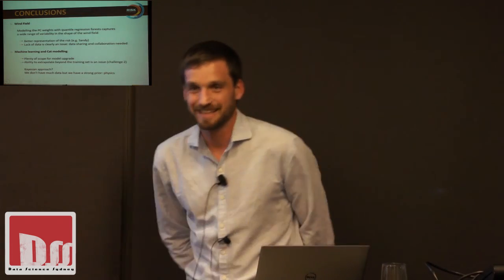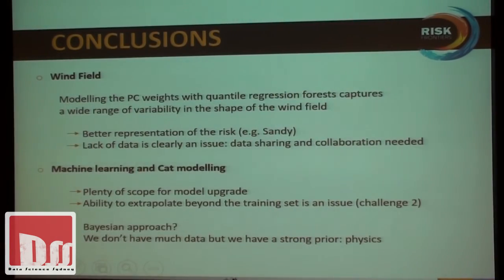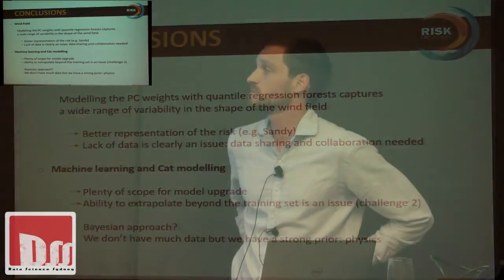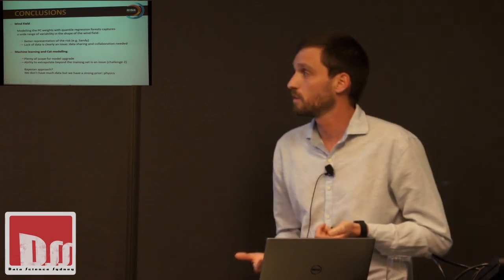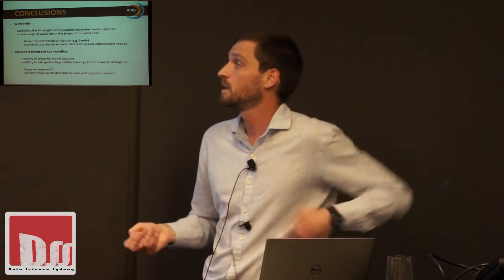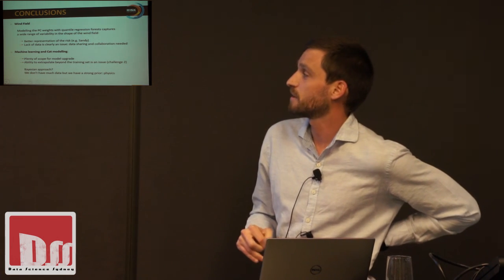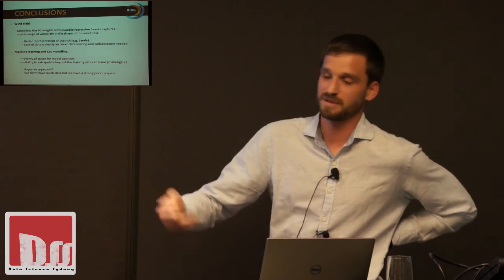And now I'll finish. First, in terms of the wind field, I think modeling the weights and using quantile regression forest is really helping both to capture the shapes we couldn't capture before, but also it's throwing a lot more variability into the model, which in the context of CAT modeling is exactly what we want. That might help better represent the risk and capture things like Sandy, but there's clearly a problem with data, because I could sit and model another 30 and so on, but that's not going to be enough. So for us to go forward in that sense, we really need to start sharing these things. That's just food for thought, I suppose.